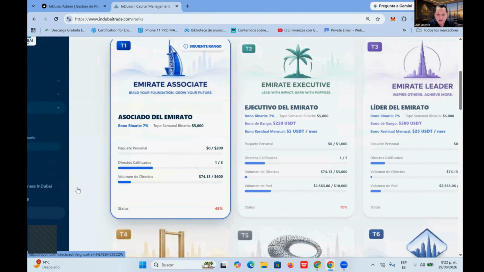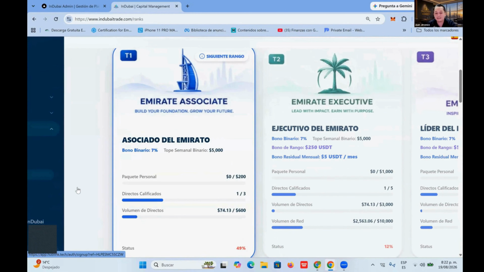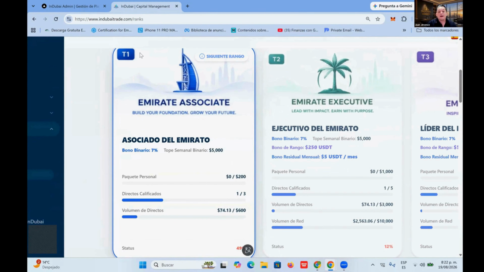The binary bonus starts being paid out from the associate level. You have to be an associate to earn this bonus. Okay? That's the only thing. Look, it already has a benefit. Before they used to say, oh, Juan, the T1 doesn't have any benefits. Well, now a very powerful benefit is born. And it is being able to earn 7% of what is currently being placed in the arbitrage system, okay?